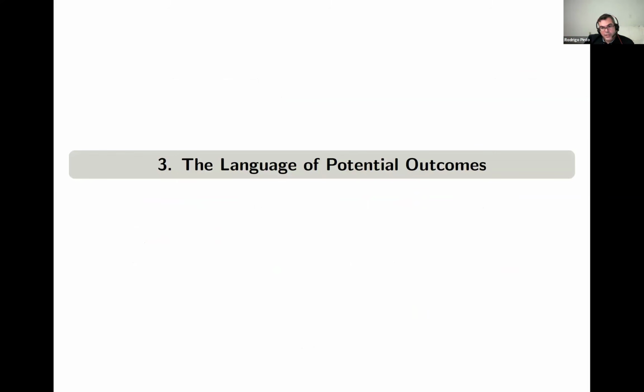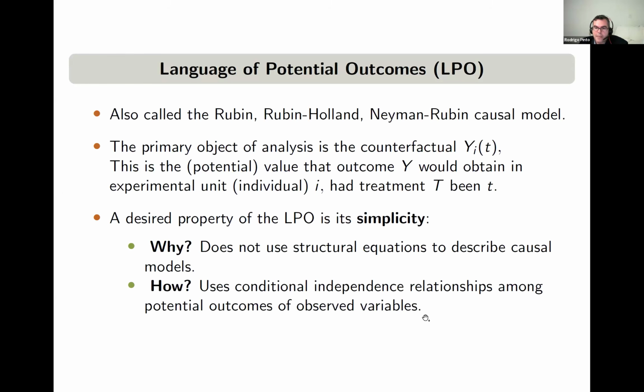Now, the language of potential outcomes is a quite different method to examine causality. The key feature here is that it's a very simple method that does not use structural equations to describe causal models. Instead, the language of potential outcomes avoids the structural equations and describes causal models using conditional-dependence relationships among potential outcomes, and especially of observed variables.